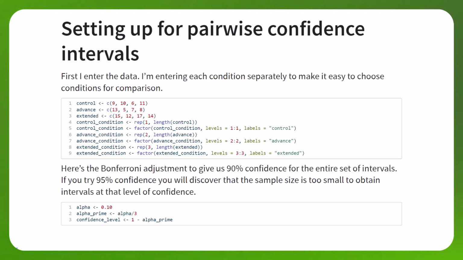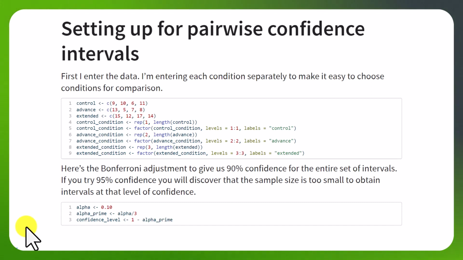Here's the Bonferroni adjustment. I'm going to use 0.10. Why 0.10 instead of 0.05? Well, notice I only have 4 in each condition for a total of 12 participants. This is a very small study, and if you want to obtain more information, you have to pay the cost, and that cost is getting more participants in your study.